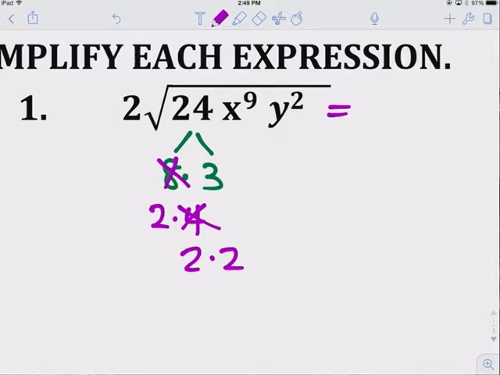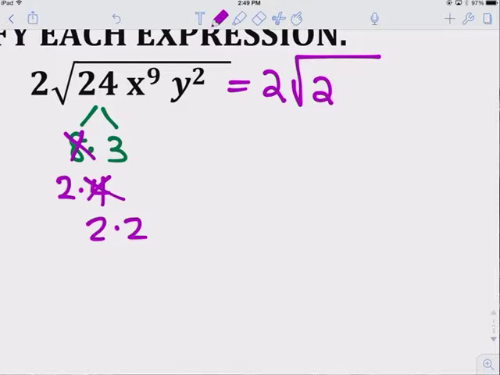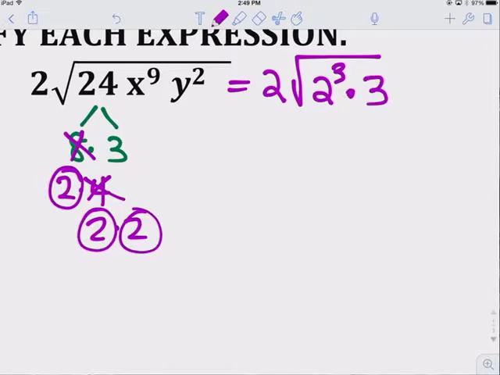And then I'm going to rewrite the problem as the radical of 2 to the third, right? Because there's 3 of them. And there's times 3. Does everyone see that? Now, and then x to the 9th and y to the 2nd.